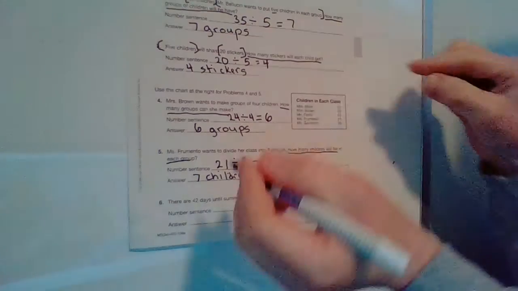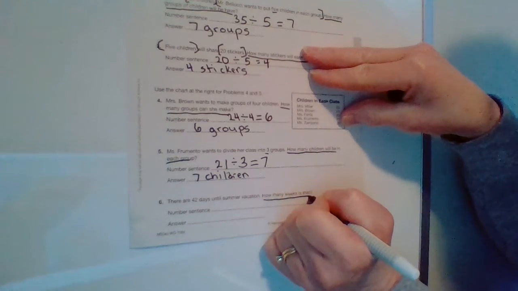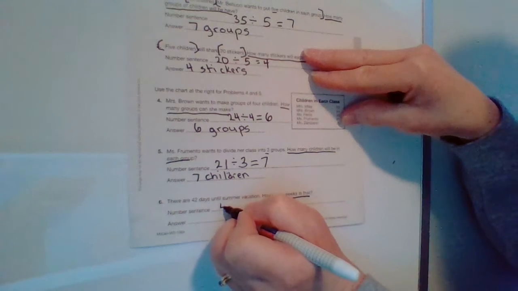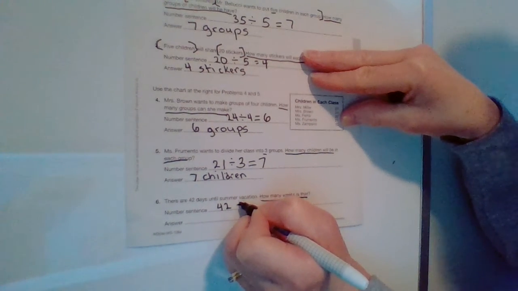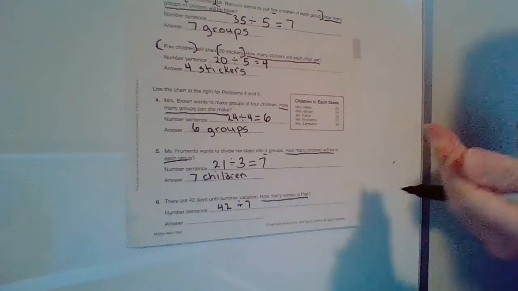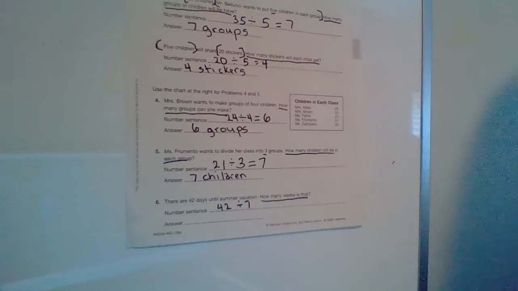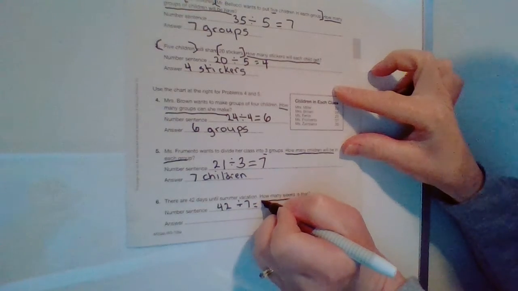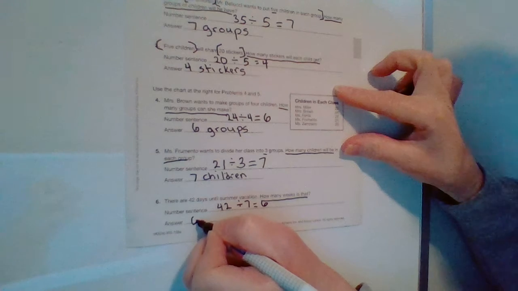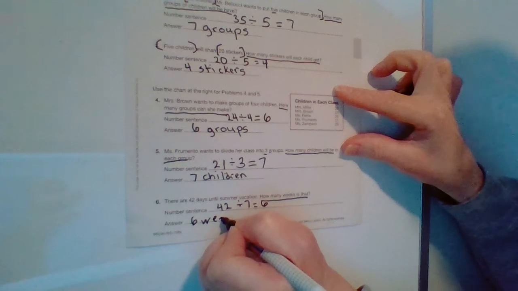For the final one, there are 42 days until summer vacation. How many weeks is that? So for this one, you have to think, well, how many days are in a week? And that answer is 7. But first of all, let's underline the question. So 42 days divided by 7. We got 7 because there's 7 days in a week. And the answer to that is 6. 6 weeks.